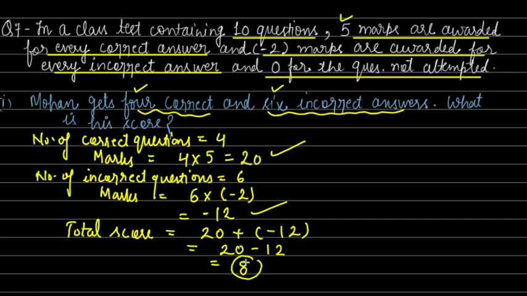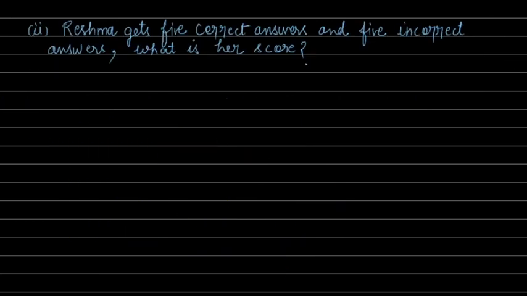So you see, he has attempted 4 correct questions. He was getting 20 marks. But since there is negative marking, ultimately his score has reduced from 20 to 8. Similarly we have the second and third parts in this exercise.